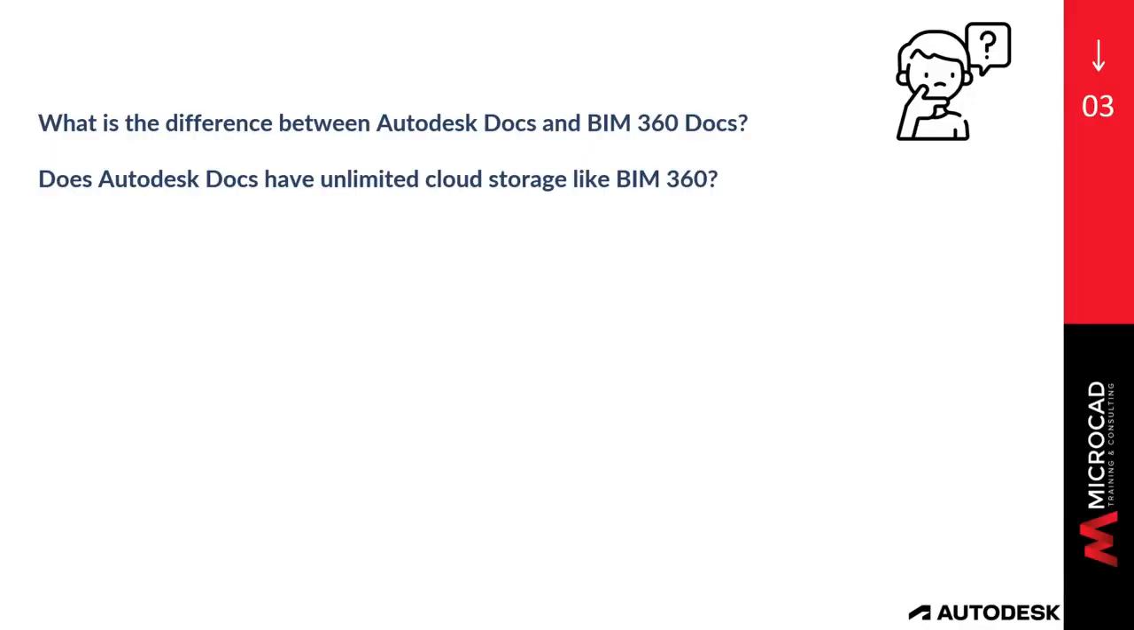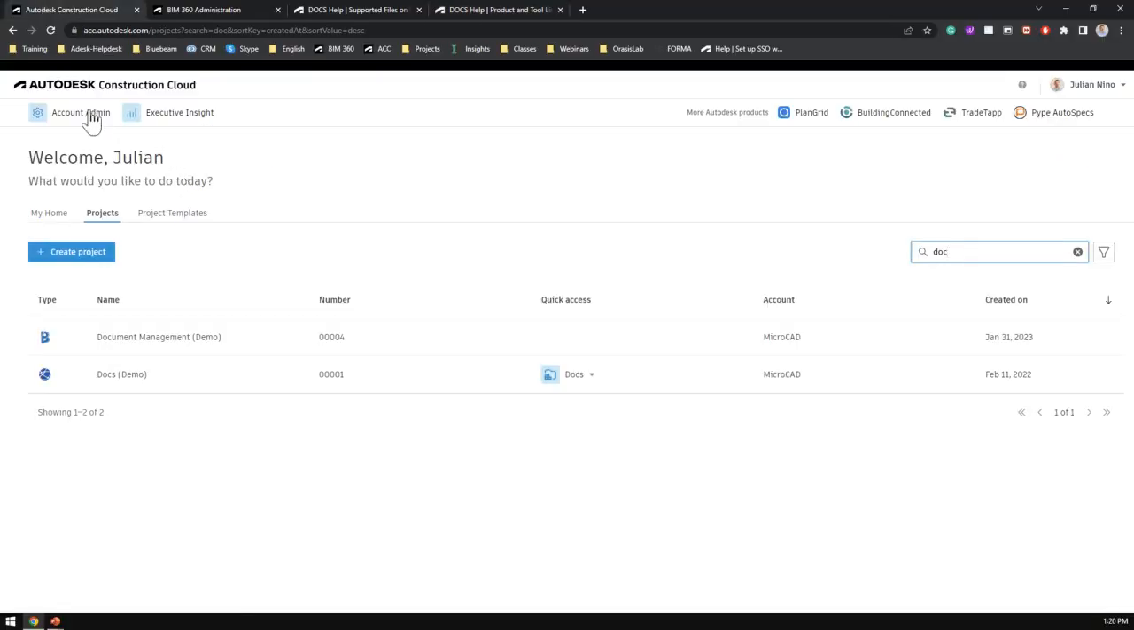Now, on a day-to-day basis, we receive this question related to both platforms, ACC, which has Docs, and BIM 360, which has document management. And it's going to be, how will I know in which platform my project is on? We can start with something fairly simple. One of them is going to be the color of your project access when you go to the browser.